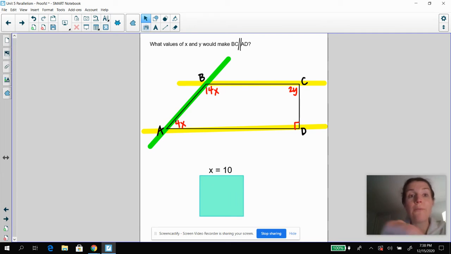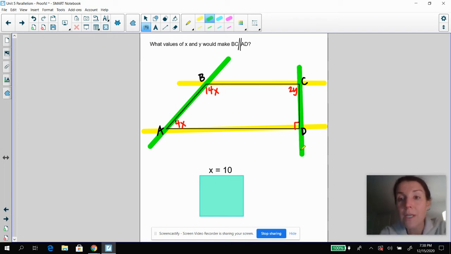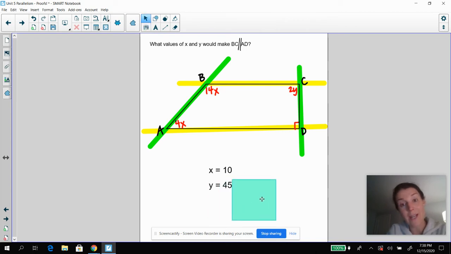And then if we shift our gaze over to the right-hand side, we know that CD is going to be our transversal here. And so those are going to be same side interior angles as well. And so I know that those have to add up to 180. So Y has to be 45 degrees. All right, hopefully you feel good about that. So now let's move on to new stuff.